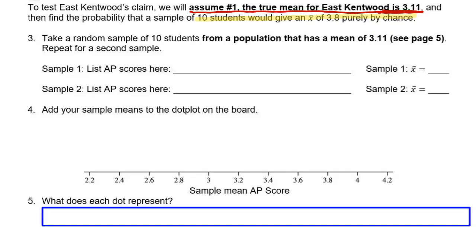You can write on this page all you want to. After you find the 10, write down their AP scores on the line. And then I want you to find the average, and then you're going to do this a second time over. Let's see if we can be done with this part in the next 5 minutes.